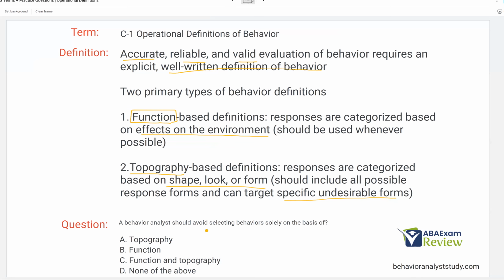Now, a behavior analyst should avoid selecting behaviors solely on the basis of what? The answer is A, topography, obviously, for all the reasons we just mentioned, right? Function is the effect on the environment. It's why the behavior is occurring. Topography is just what that behavior looks like, which can be deceptive, right? Given that looks don't always match the function. And it's really difficult to identify every single possible topography of certain behaviors.